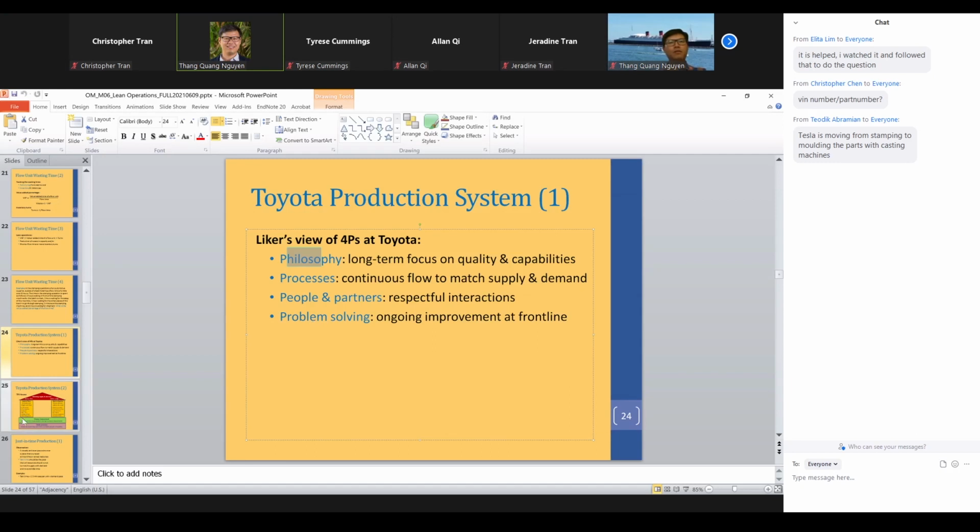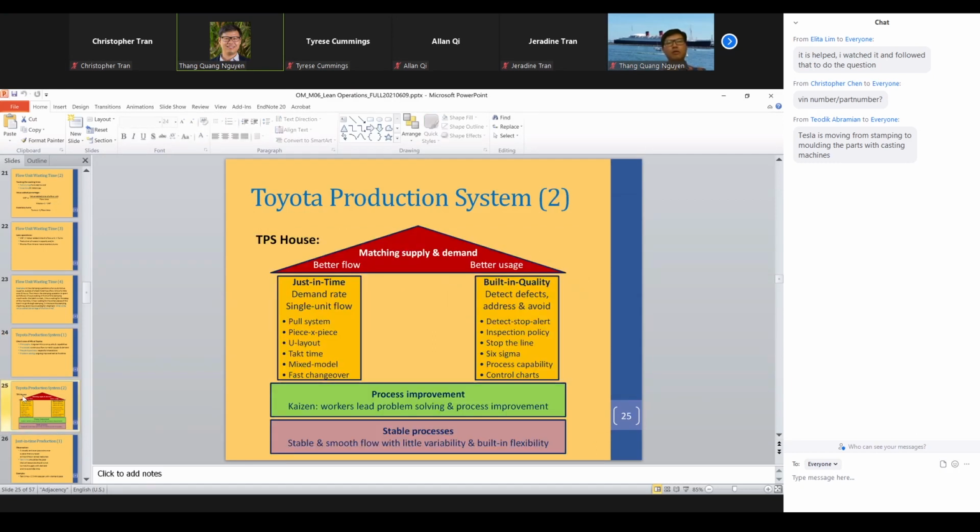Okay, and to be more concrete, normally they will talk about the TPS house. It's just a visual of the key things that Toyota does, right? So it looks like a house like this. At the top, we have the roof. The goal of the system, right? So in this case, we try to match supply and demand, right? To do that, we have to have the two support columns, or the two walls of the house, just in time and built-in quality, right? So they are the two pillars of the house.